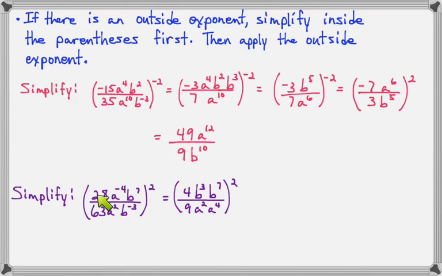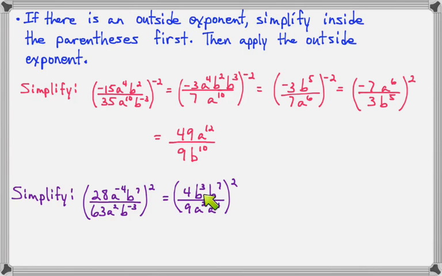Sure enough, 28 and 63 can both be divided by 7. 28 divided by 7 is 4, and 63 divided by 7 is 9. Now, I've taken the a to the negative fourth and put it in the denominator. I've left b to the seventh in the top. I've taken a to the second power, since it's positive, and left it in the denominator. I've taken b to the negative third and put it in the top, so it can be a positive exponent.